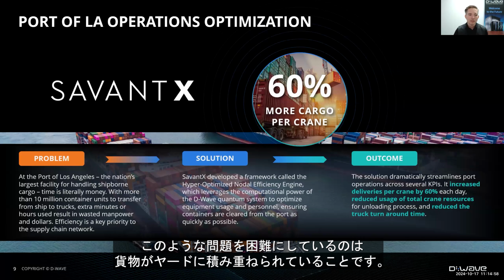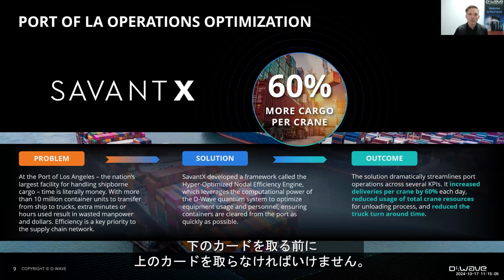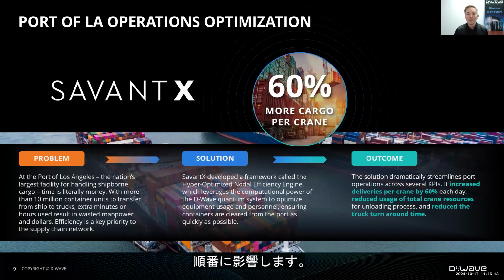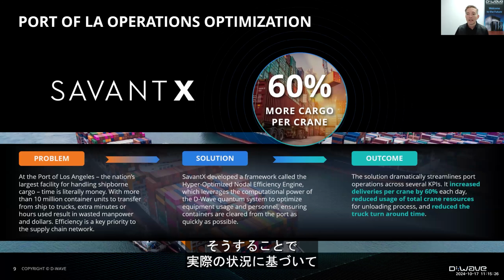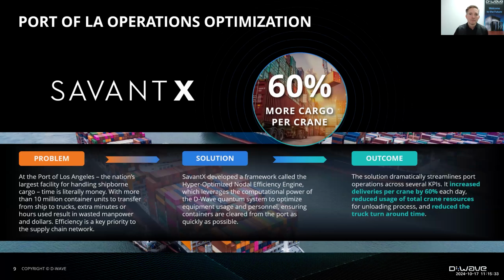And what makes these problems challenging is that the cargo is stacked in the yard, very much like cards when you're playing solitaire. You have to take the top cards off before you can get the cards below. And each of the choices that you make affects the sequence of containers that you can then move. So they were actually re-optimizing at each of these stages so that based on the real conditions of not just when were the trucks scheduled to arrive, but which trucks were actually available at each given moment, they could call our system every 15 seconds, 2 shifts a day, 6 days a week to re-optimize that sequence based on real conditions.